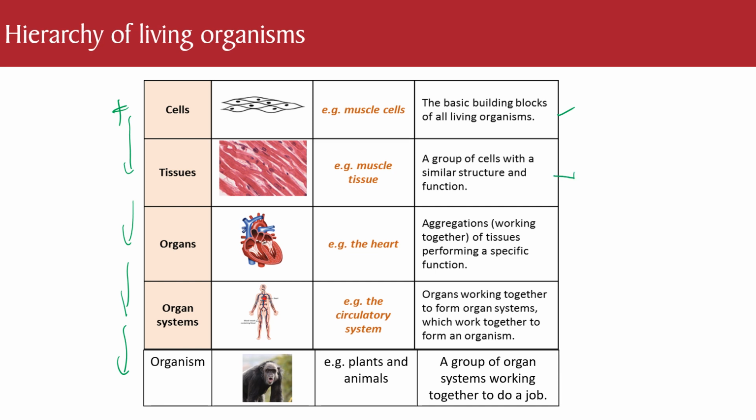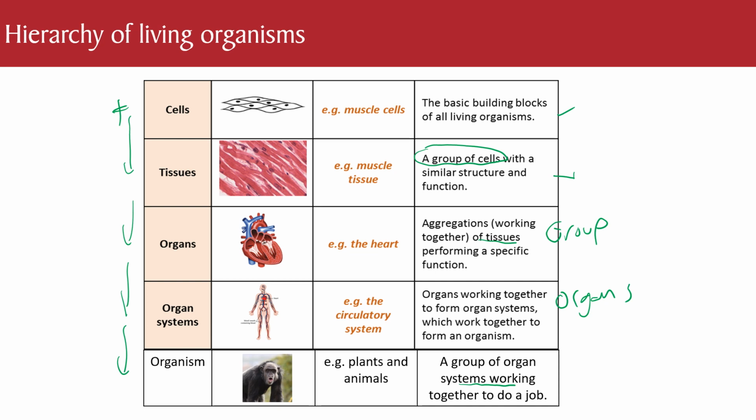A tissue is a group of cells with a similar function. An organ, I like to think of it as a group of tissues with a similar function. An organ system is a group of organs working together with a similar function. So that's organs working together. And an organism is a group of organ systems working together. So there is a pattern where it's a group of all the things previous in the list working together to perform a function.